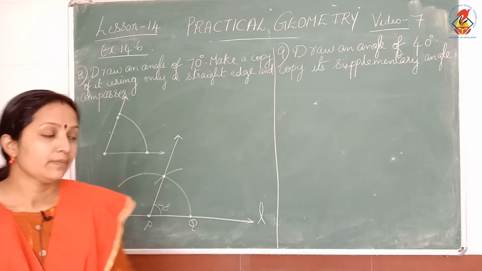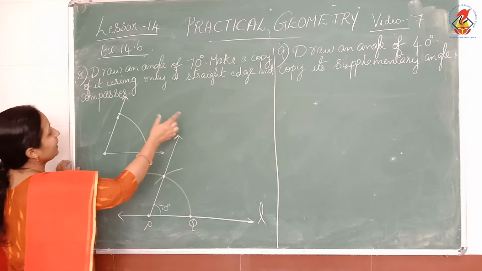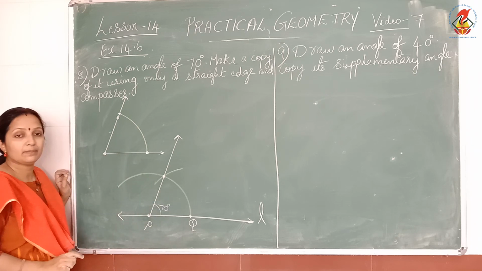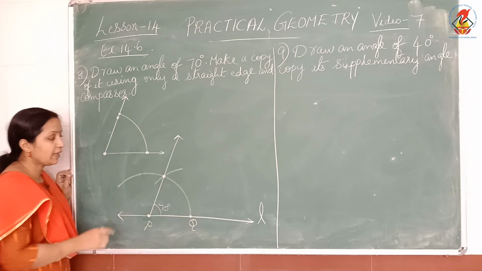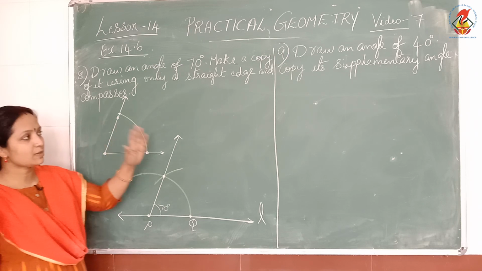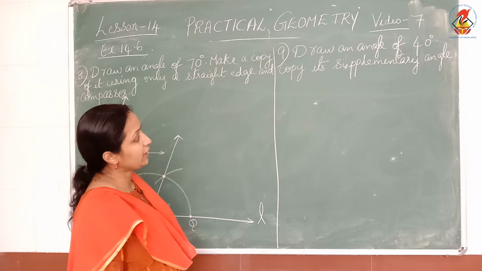Okay. So make a copy of it without using a protractor. We constructed a copy of this particular angle. Okay. Now move to the next question. Draw an angle of 40 degrees.